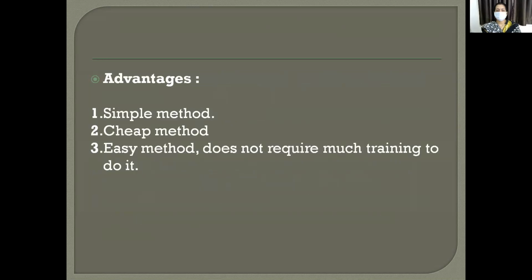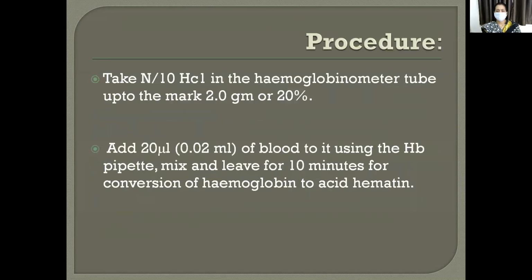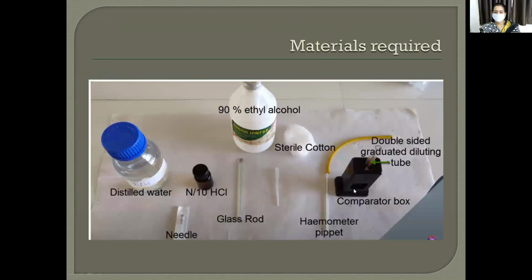So again, I'm repeating this. Take N/10 HCl until the 20% mark here in this graduated tube. Then take blood until 0.02 ml. There is this mark here. Take blood until that mark.